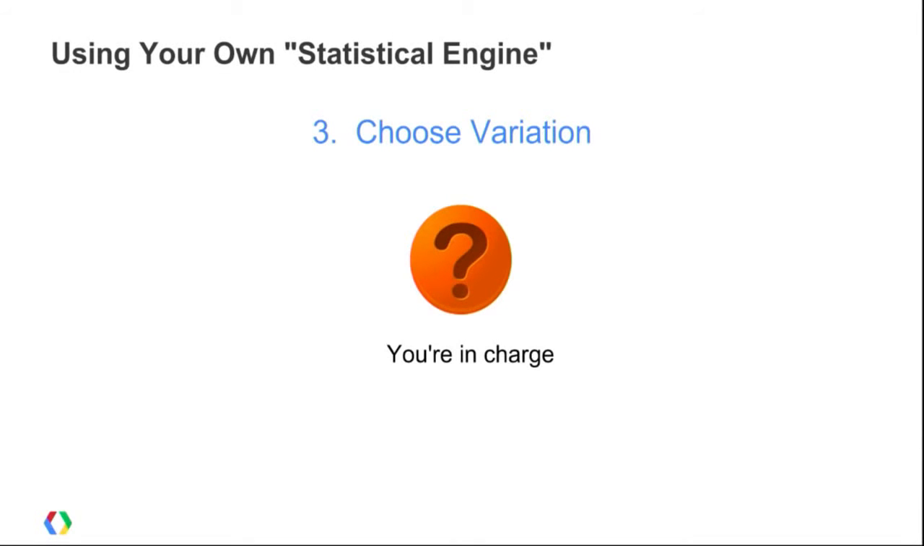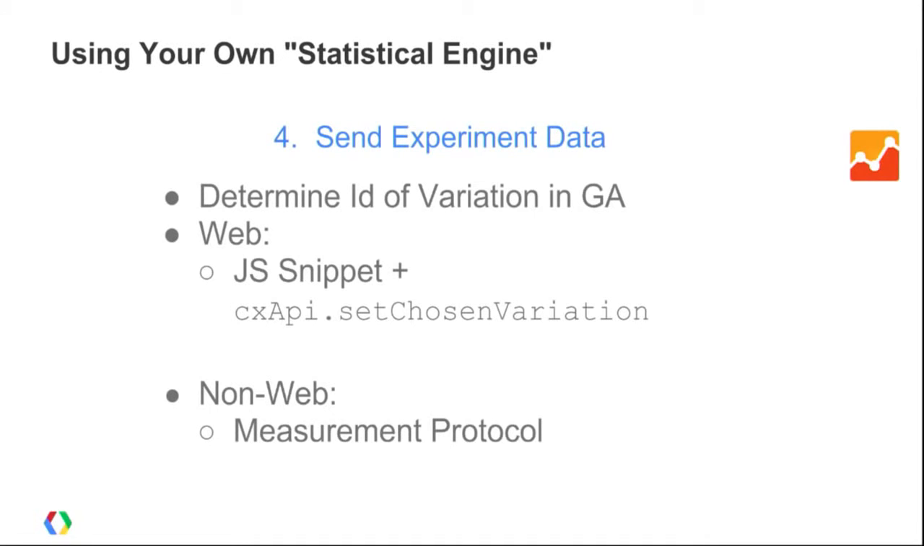So if you're doing this, then choosing the variation, you're in charge. It's up to you how you want to do this, whether you flip a coin or whatever. Now you're managing this yourself in terms of what variations should be shown. But you still need to send this experiment data, so we can get the reports populated properly. When you think back to the platform, we still need to know what experiment the user was exposed to and what variation you showed us.